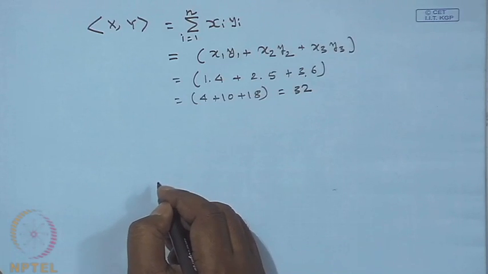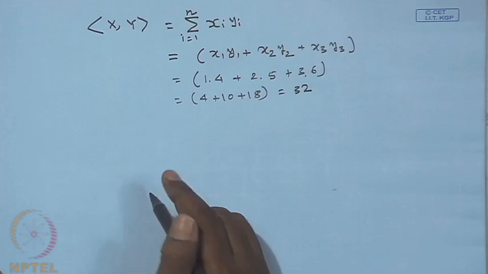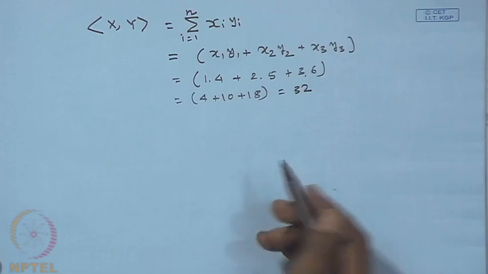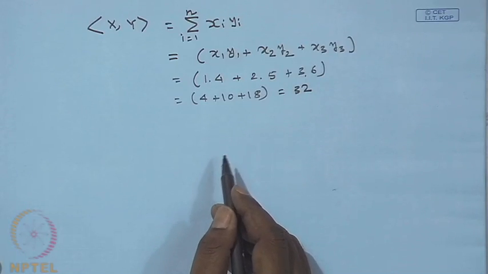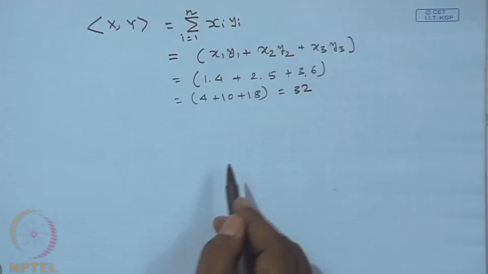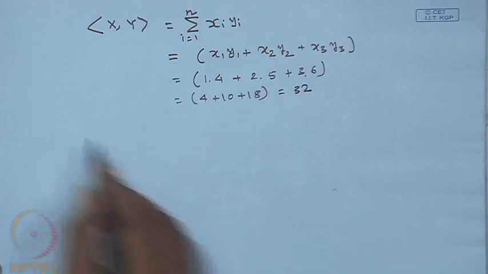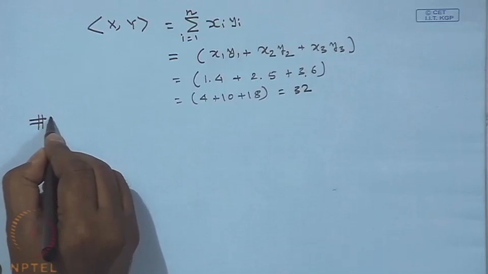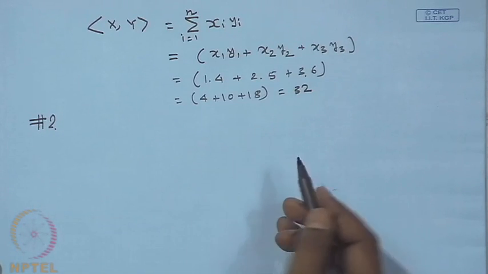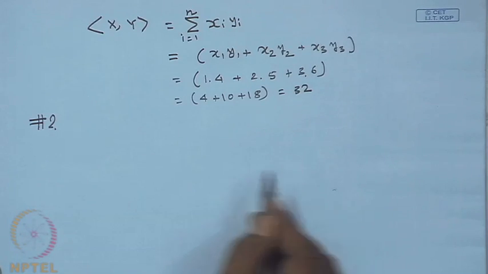So, this simple example shows that if finite-dimensional vectors are given, a 3-dimensional vector or a 4-dimensional vector, these are the simple mathematical operations by which one can compute the norm, inner product and the metric between the vectors. Next, we take up an example of a continuous domain. The earlier example was for the discrete domain in the case of vectors. Next, we take up the continuous domain.